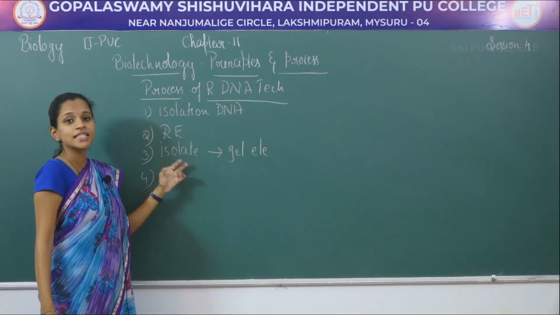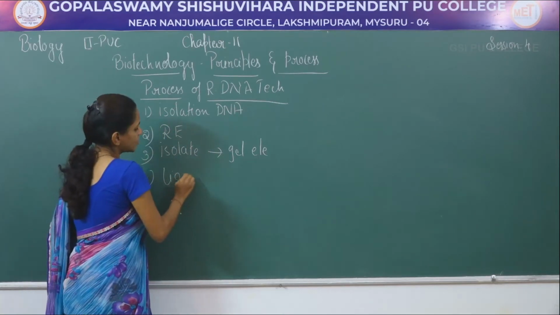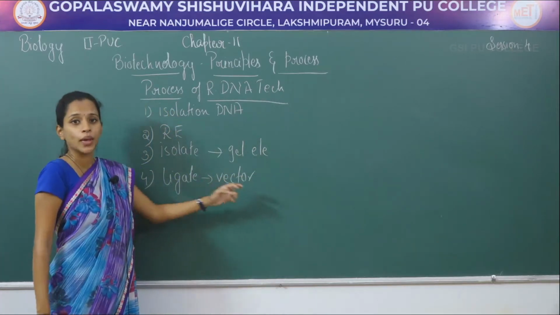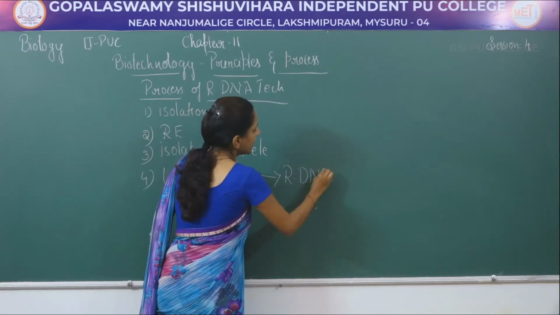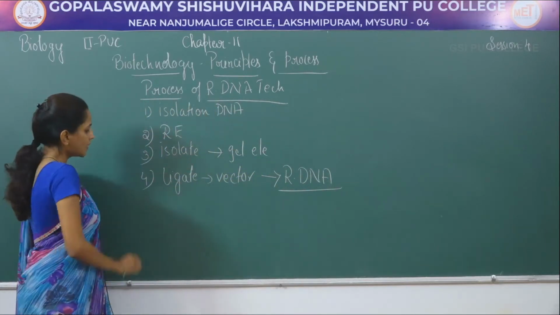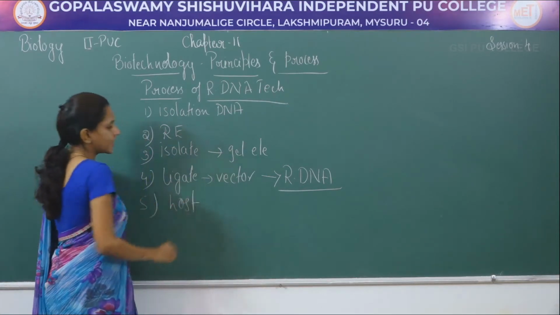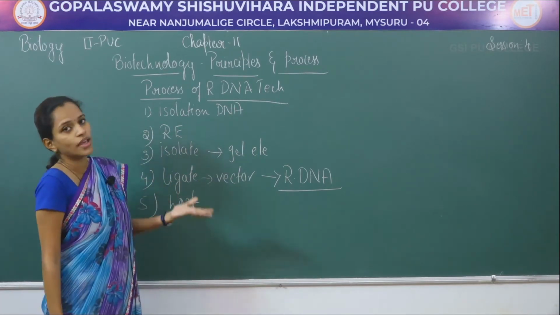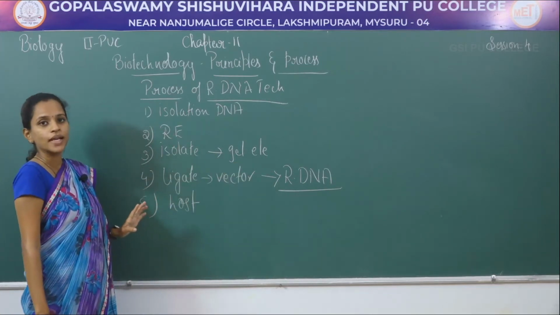Once the DNAs are extracted from the gel electrophoresis, they are ligated with the vector. This leads to the formation of a recombinant DNA. Once the recombinant DNA is obtained, we have to insert it into the host. It is transferred into the host, maybe a bacteria, especially E. coli, which is commonly used as a host for replicating this recombinant DNA.